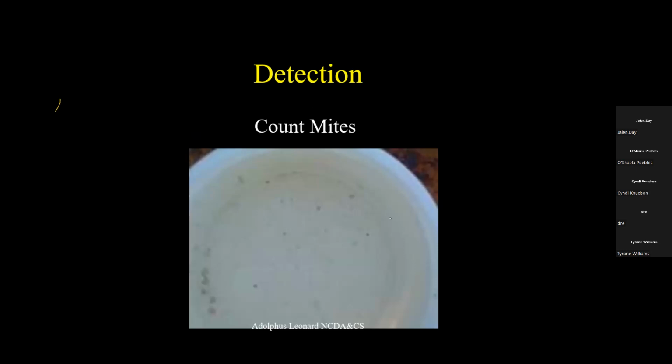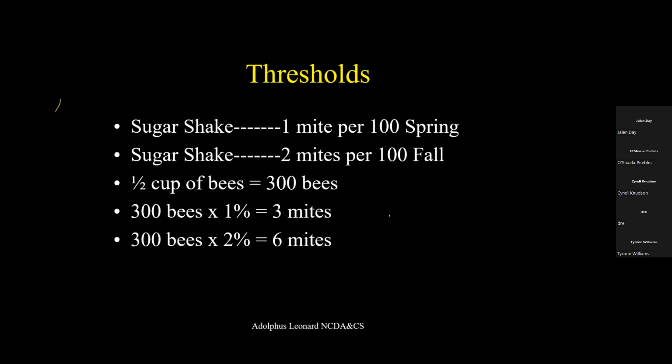And you can shake that sugar on a white background, or you can put it in some water on a white background and count the mites. And there's the math for you. 1% in the spring is 1 mite per 100 bees, which would be 3 mites in a 300 bee sample. And if you want to know how many 300 bees is, a half a cup, a volumetric kitchen measure, shaken off roughly level is 300 bees. Pretty amazingly accurate, let's put it like that.